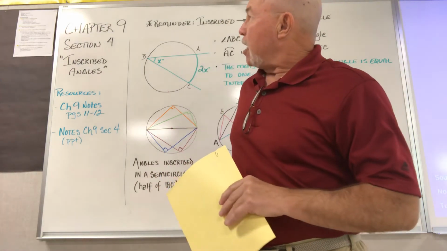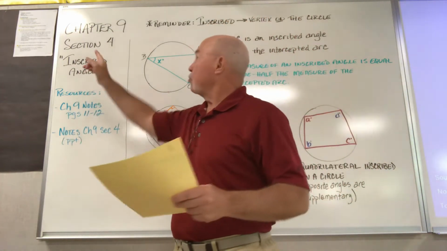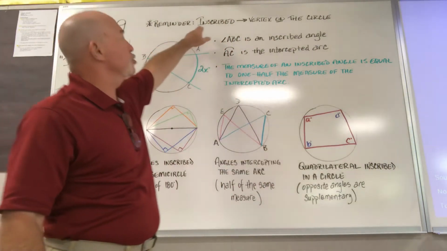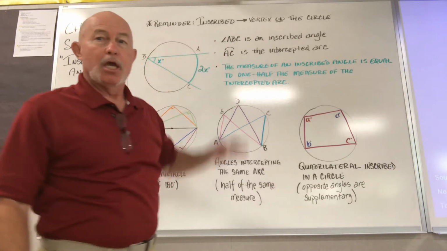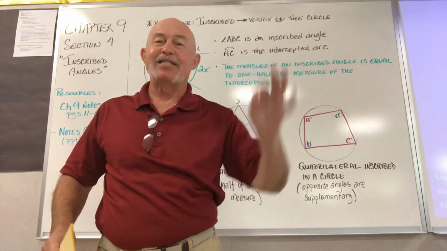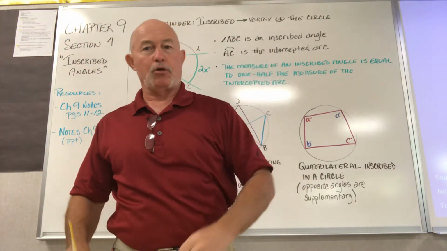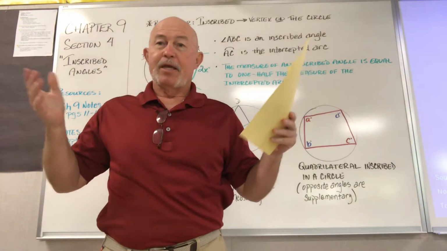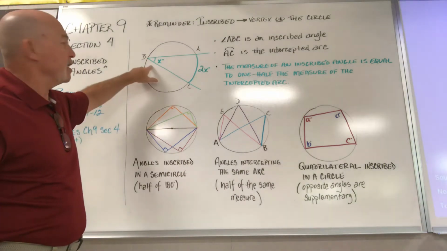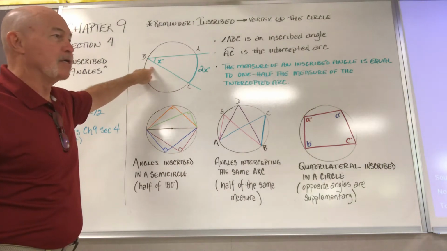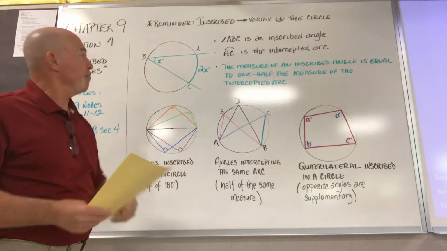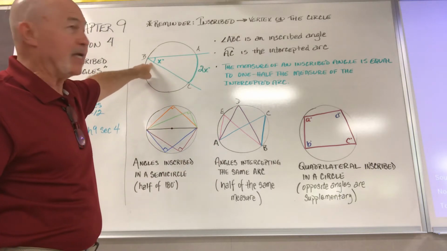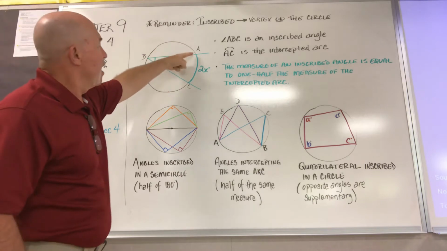Section 4 of the chapter, we're dealing with inscribed angles. First thing we have to do is remember that inscribed means the vertex lies on the circle. That's the main part of it. It kind of looks like this. This is an inscribed angle. Angle ABC, or x degrees here, is an inscribed angle.